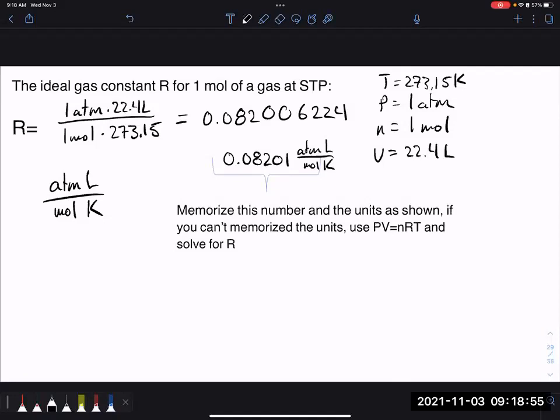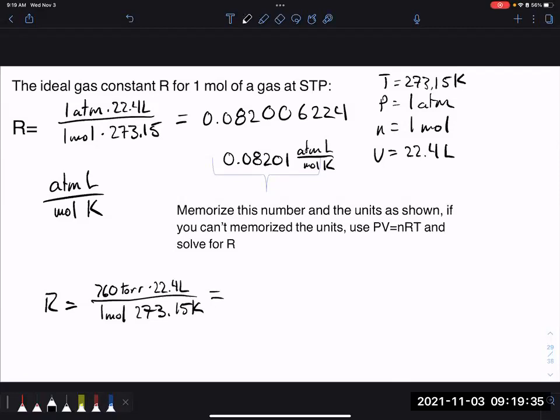So then you could also do this, just to show you, if we wanted to change the units of R because we want to use some different units of pressure. It's really the only thing that we're going to use different units for. We could say 760 torr, for example, times 22.4 divided by still 1 mole and 273.15 Kelvin. So this is still STP, just a different unit of pressure.